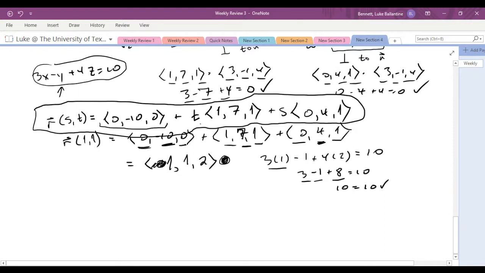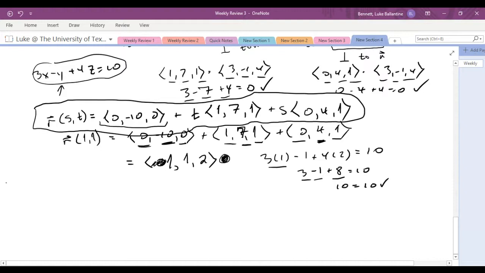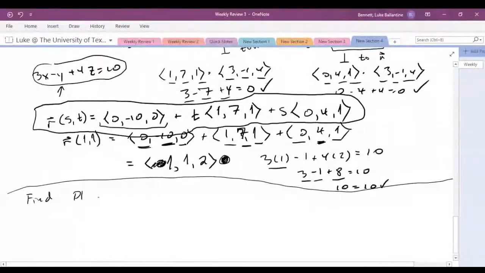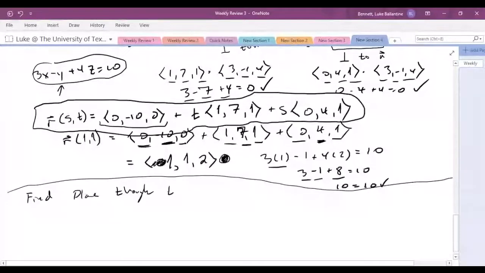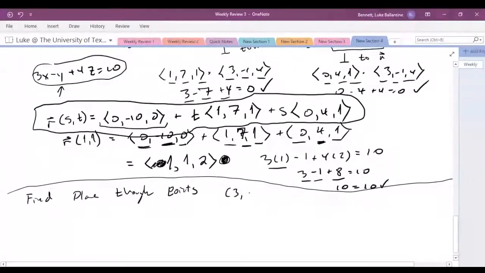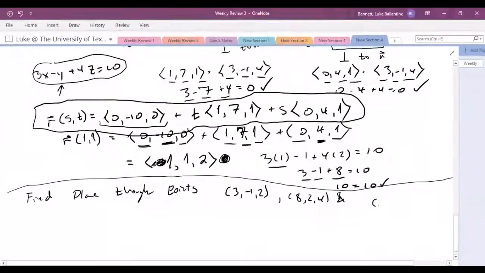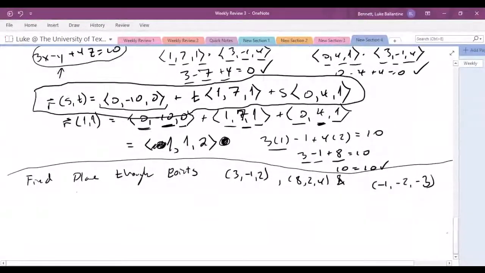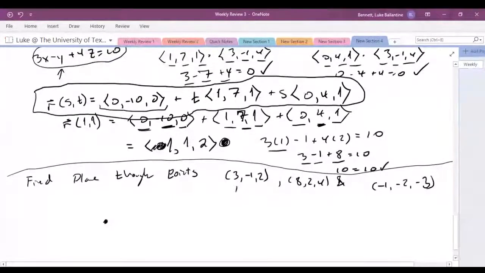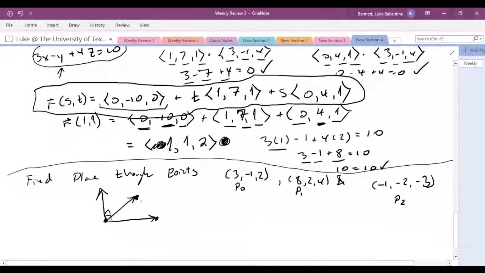Okay, so let's find the plane through points 3, -1, 2, 8, 2, 4, and -1, -2, -3. So we have this point, P naught, P one, P two. We're going to make vectors, and then we take the cross product of them to find the normal vector. And then that would give us a plane.